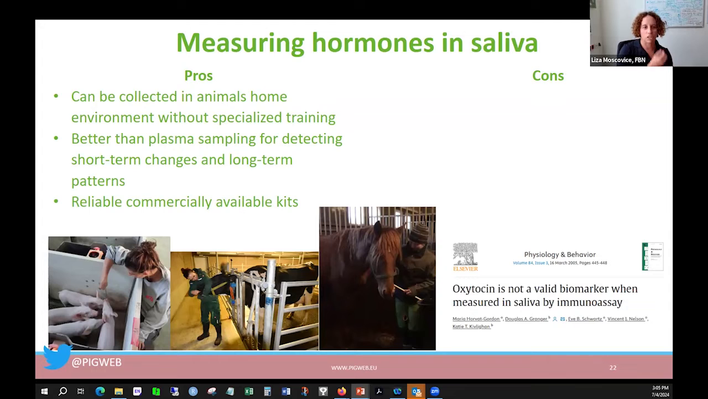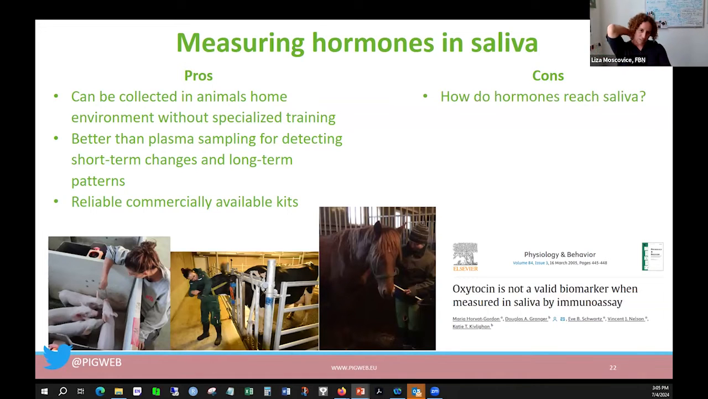For others, we still have to work on validations. And there are reliable, commercially available kits. There are kits that are validated for saliva, not usually in pigs, usually in humans. So it means you still need to validate it for your species, but at least there are validations for salivary measurements of hormones in humans, which is a good start.